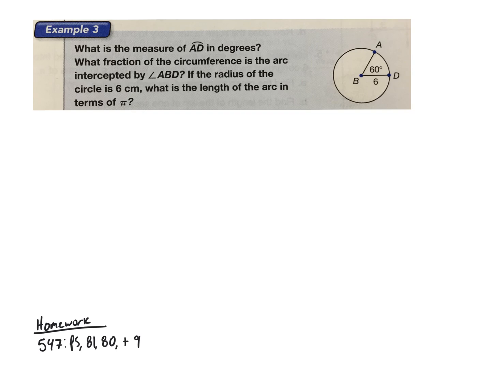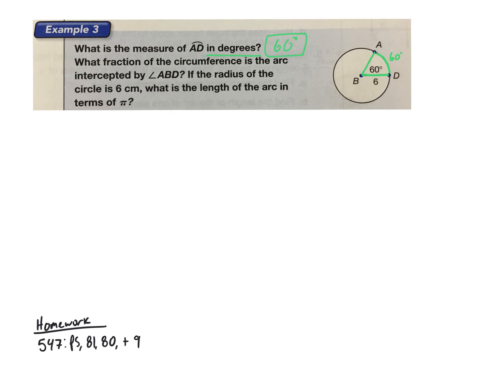So it says, what is the measure of arc AD, so this one right here, in degrees? What fraction of the circumference is the arc intercepted by the angle ABC if the radius of the circle is 6 centimeters? What is the length of the arc in terms of pi? So something I guess I should have mentioned on the previous slide is whatever the measure of this angle is, we say the measure of this arc in degrees is the same as that. So we'd say 60 degrees. So that's our first answer, 60 degrees.